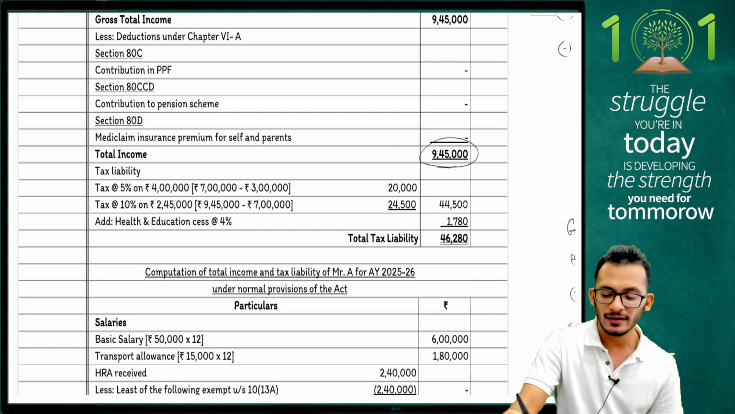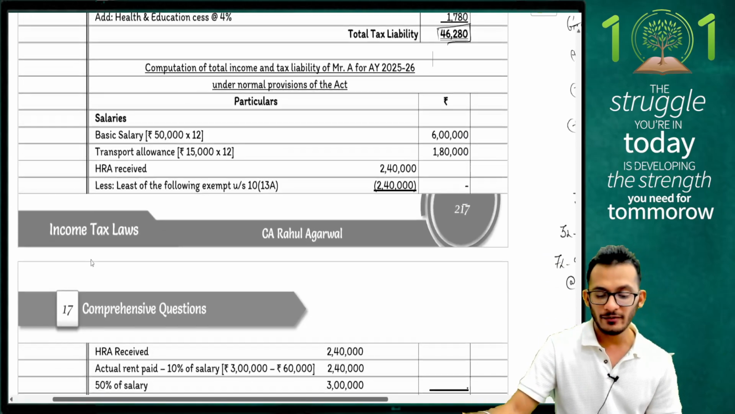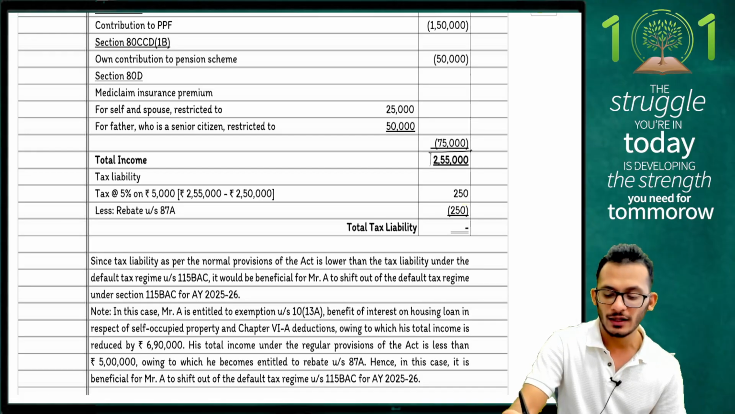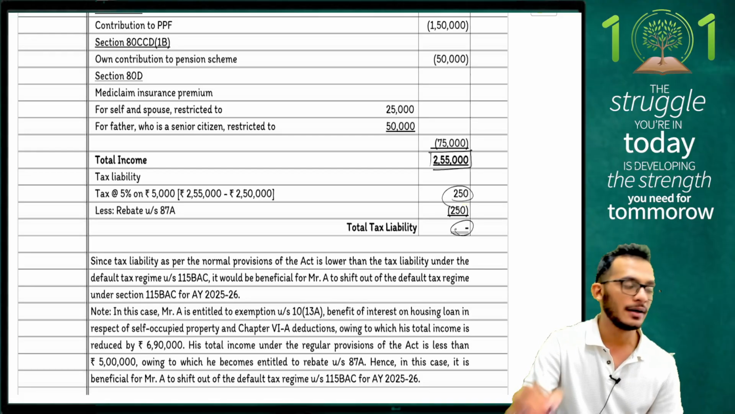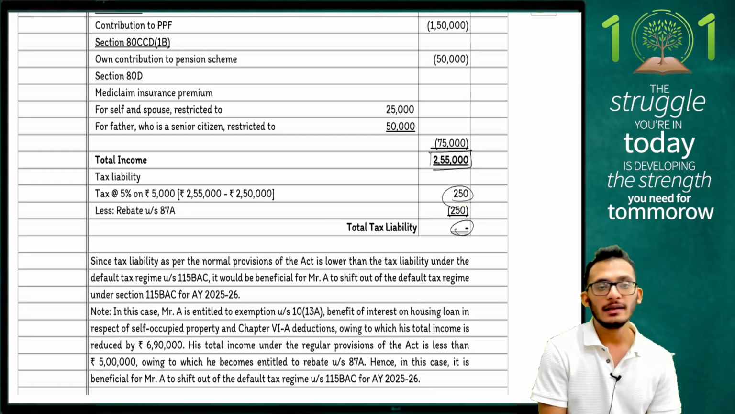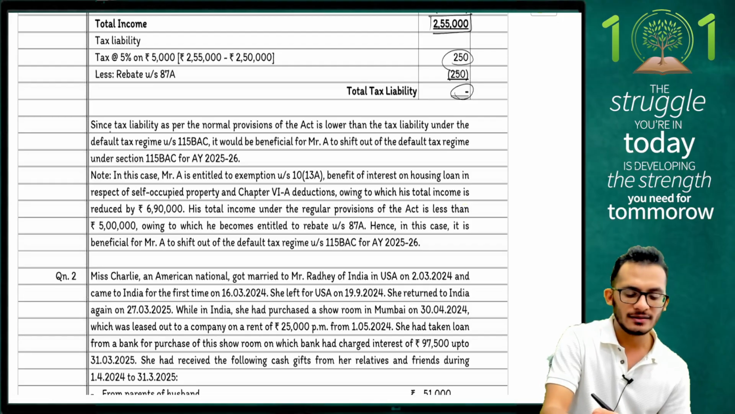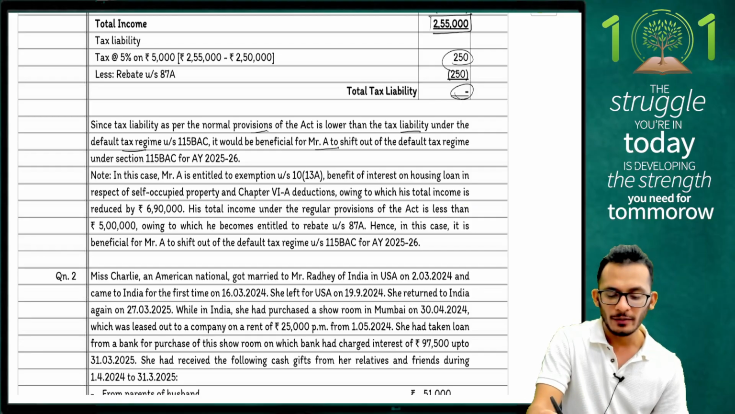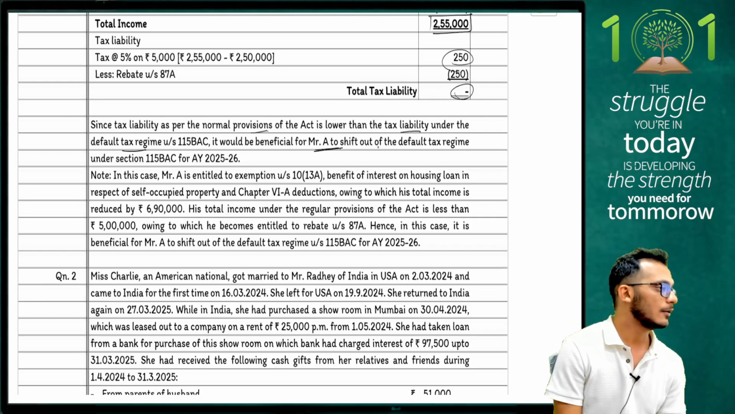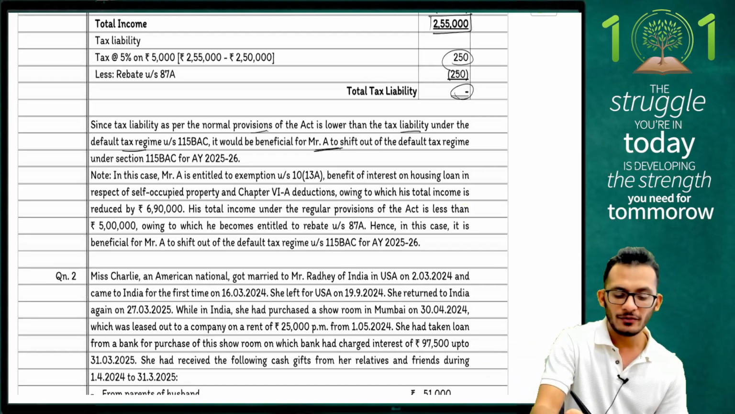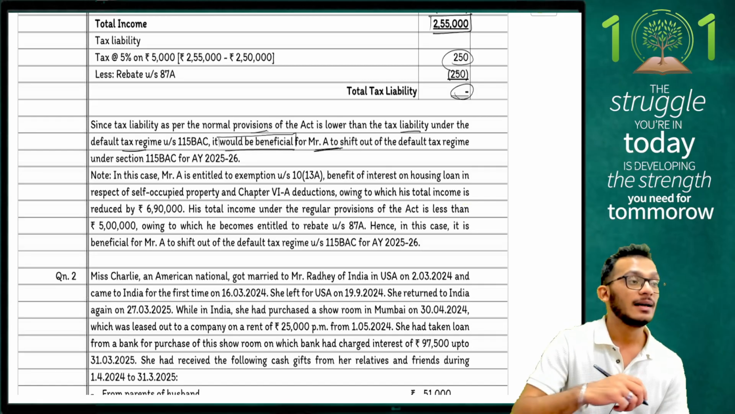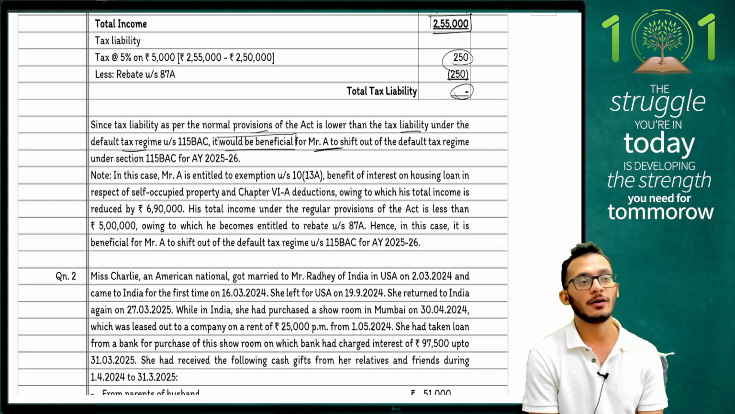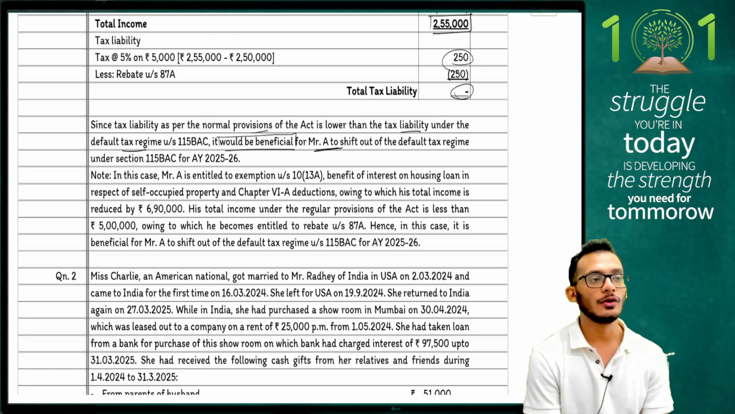Your answer is 9,45,000 on which you are getting 46,280. Same way you are going under normal provisions. What they have done, they've done the whole computation and again they have called the answer as 2,55,000. Therefore, the tax liability became 0 under ATR. Then the concluding line comes and says, since the tax liability as per normal provisions is lower than the tax liability under default tax regime, it would be beneficial for Mr. A to shift out of default tax regime. Like I said, it would be beneficial. We are only recommending it. We are not forcing it. Are we clear? Yes, this is how you have to present it in exams.